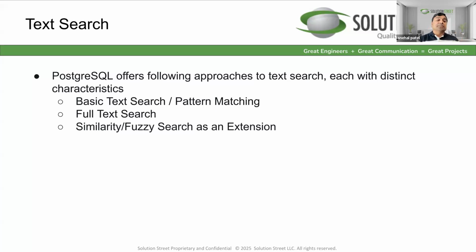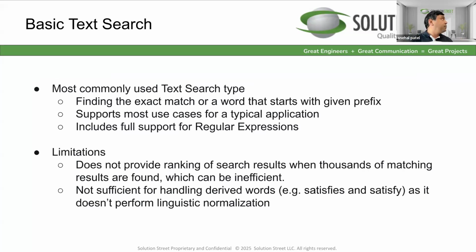Both basic text search and full text search are supported out of the box. That means no additional configuration or installation is required in order to use them. The next one, which is similarity or fuzzy search, is offered as an extension. Once it is enabled, it allows detecting misspelled words. So let's start exploring more about basic text search.